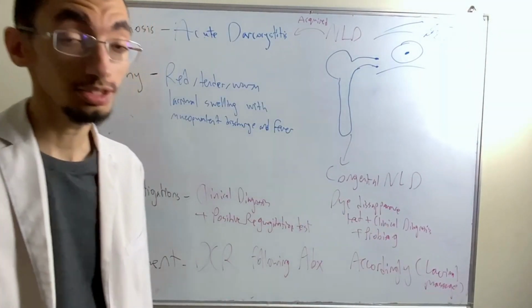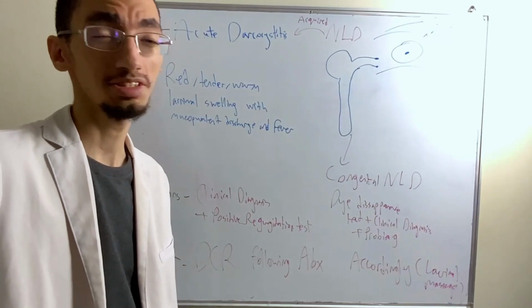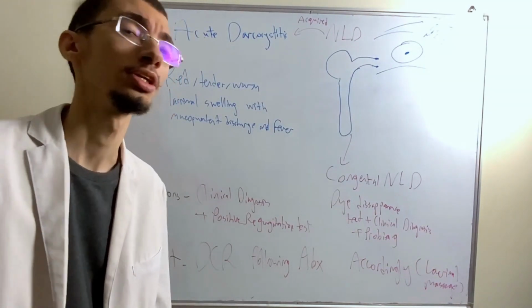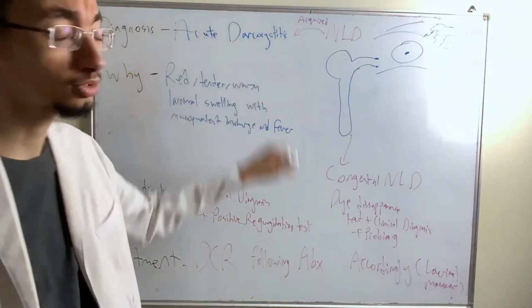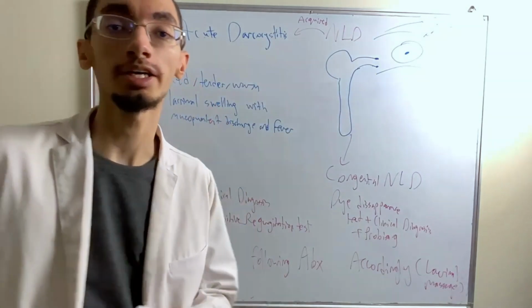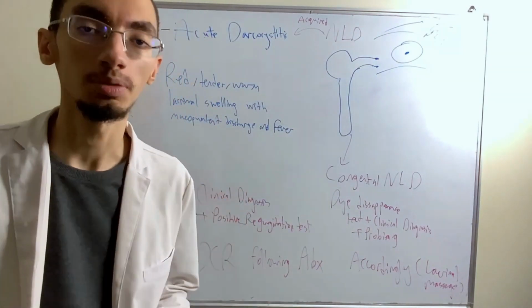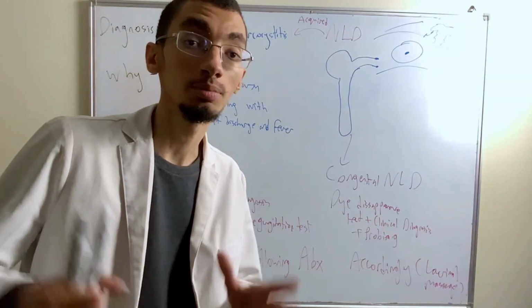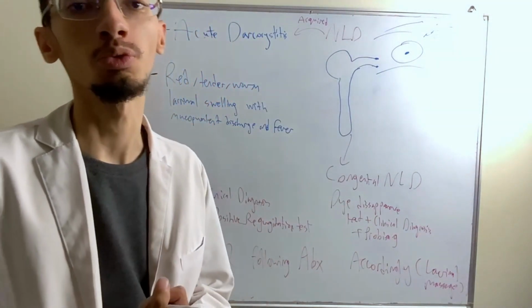Alright, regarding this case, the case is very simple. When you look at the picture and the symptoms the patient is complaining of, the diagnosis is going to be acute dacryocystitis, meaning there's inflammation of the lacrimal sac. And not just inflammation, this inflammation is due to an infection, typically by Staphylococcus.